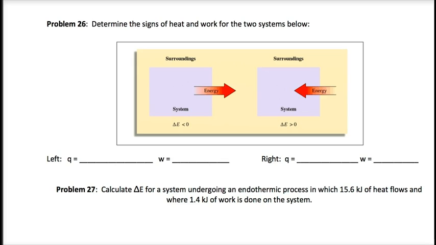On the left-hand side, you notice that energy is leaving the system to the surroundings. So what do you think Q is going to be if it's leaving? Negative. Work is going to be negative. Over on the right-hand side, notice that energy is flowing into the system, just as before. Q is positive, as is work. Okay, so this is a review from before, and really this problem number 27 is very similar to one that you've already done before.